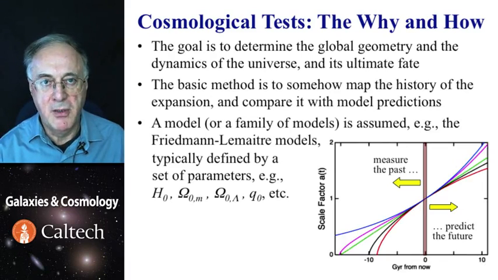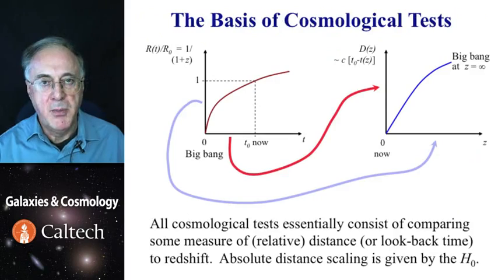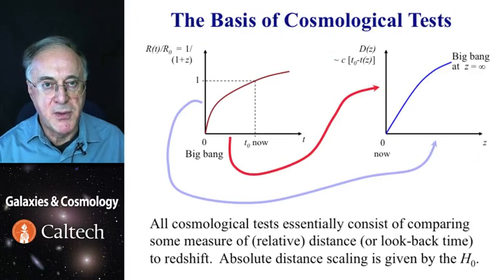So we assume a family of models, such as solutions of the Friedmann equation or Friedmann-Lemaître models. There are others, but these are pretty generic, and they're characterized by a number of cosmological parameters that we defined earlier. They create a whole family of these curves of R of t, and somehow we have to find out which one we are on. We can observe only in the past, but from that we can predict what the universe will do in the future as well. We integrate the equations, producing observable quantities such as distances, and then we compare that with the observations. The basis of all cosmological tests is as follows.